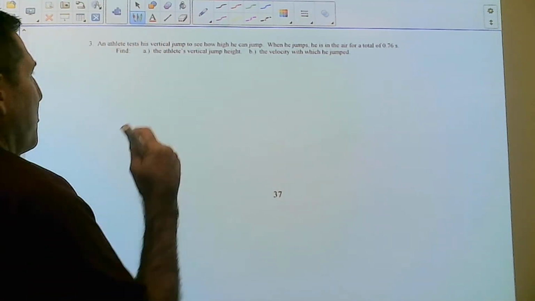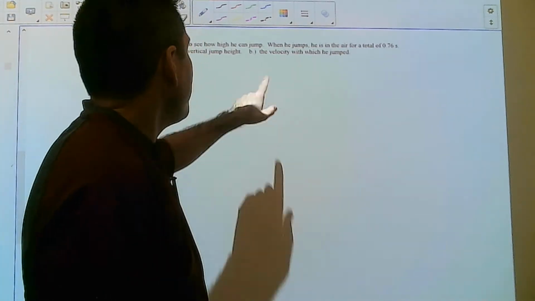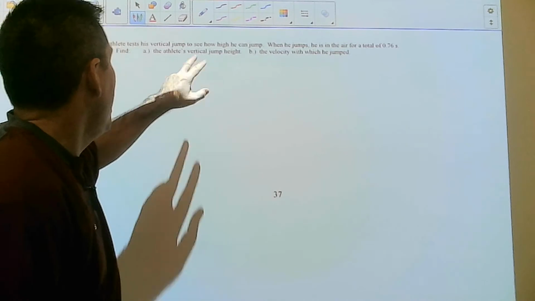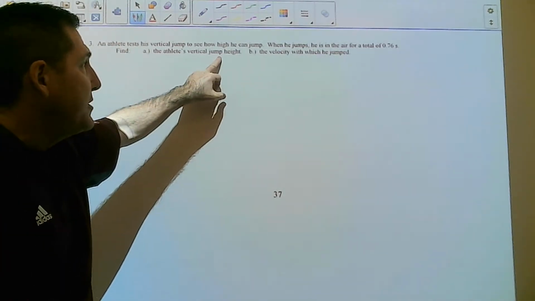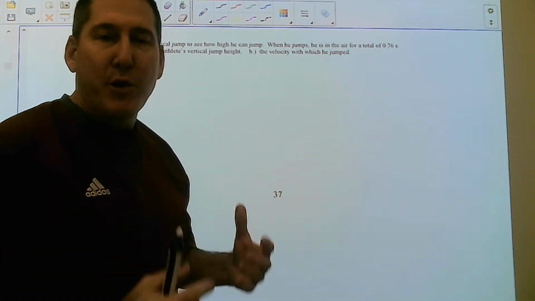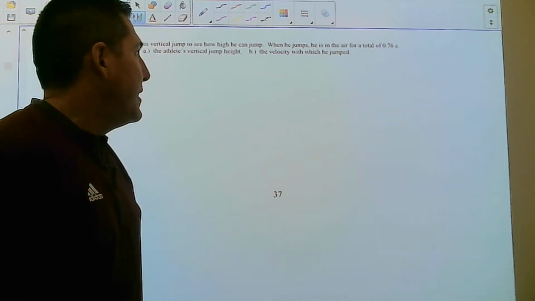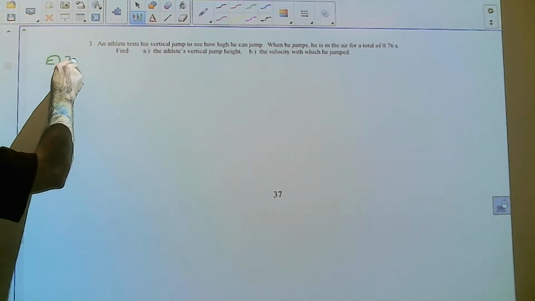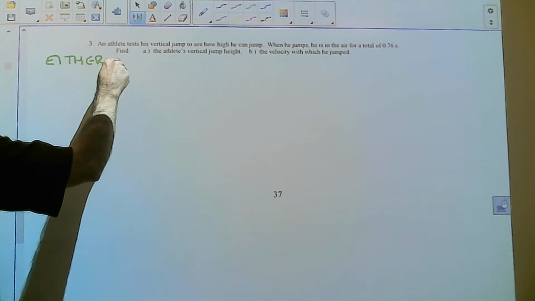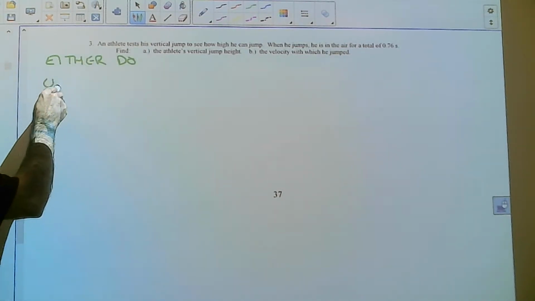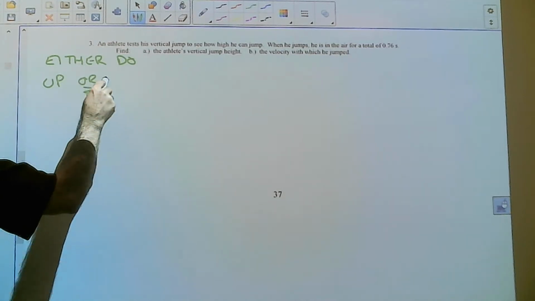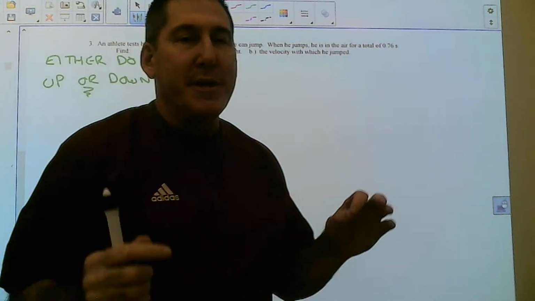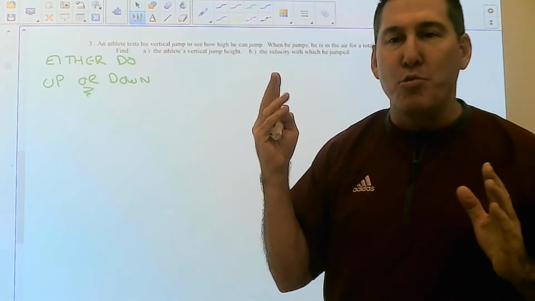So, athlete wants to test his vertical jump. He jumps and he's in the air for 0.76 seconds. We want to find his height and what his velocity was when he took off. For this, we can either do the up or the down. We don't have to do both, because what's going up is a mirror image of what's coming down.